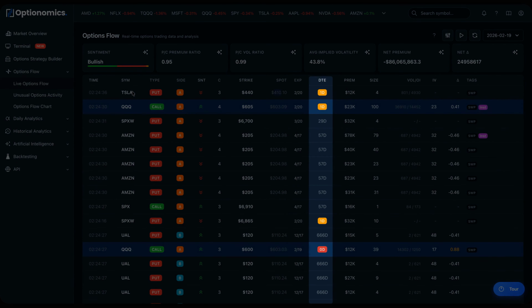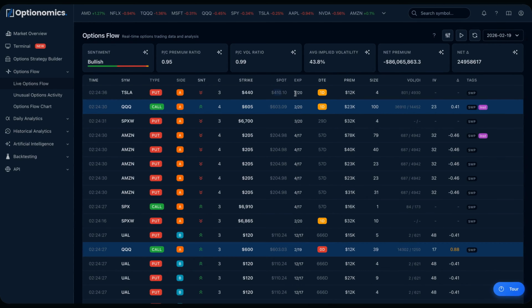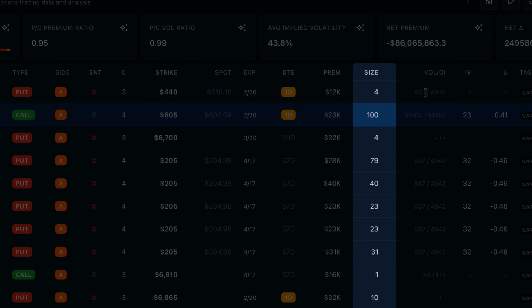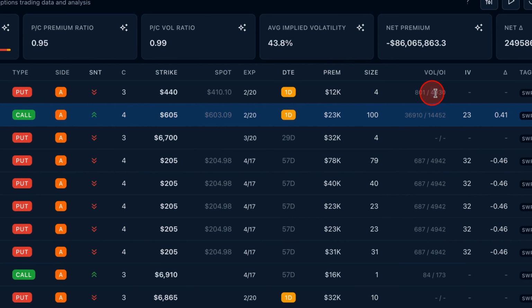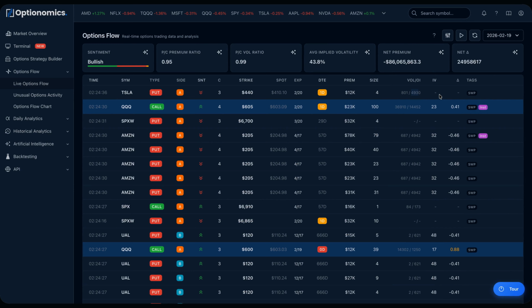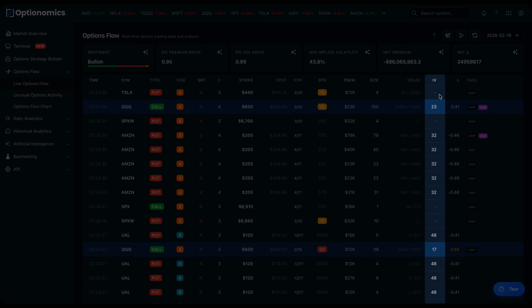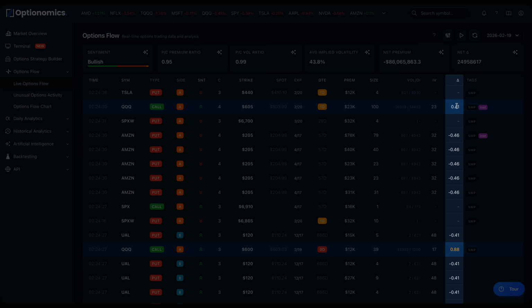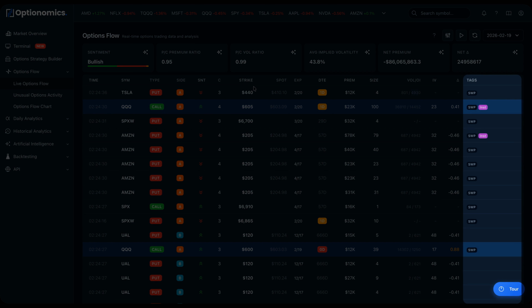Expiration date is shown here, and DT stands for days to expiration, which tells you how many days are left until the option expires. This is the premium or the price paid for the option. Here we have the size, which is the number of contracts traded. This is the volume, showing how many contracts have traded so far today. Open interest is displayed here, which tells you how many contracts are currently open. IV stands for implied volatility, which measures how much the market expects the price to move. In this column, we see delta, which shows how much the option price is expected to change if the underlying asset moves by $1. These are the tags which help categorize the trade.